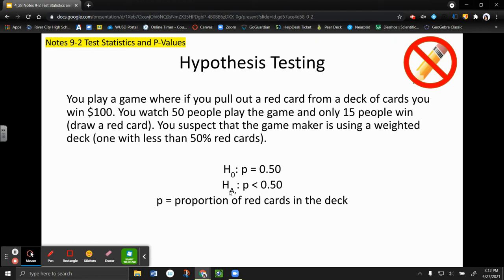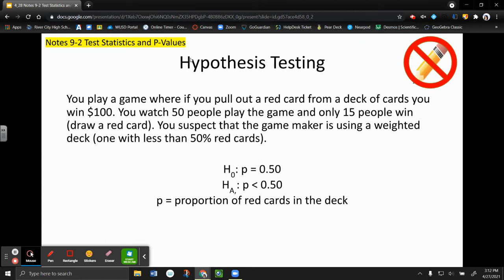So here's your null and alternative hypothesis. The null hypothesis would be basically that the deck is fair, so the deck has 50% red cards. Your alternative hypothesis is basically what you're trying to show. You suspect that there's less than 50% red cards. So p is less than 0.50, where p represents the proportion of red cards in the deck.